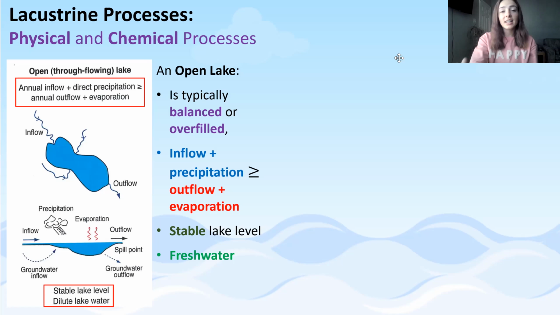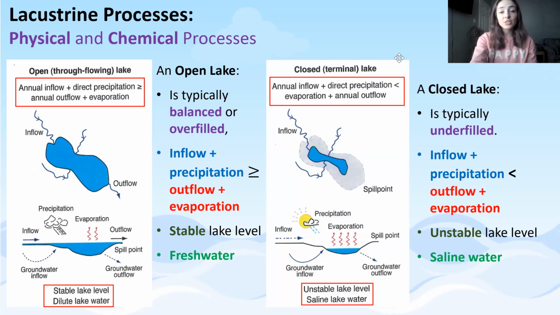And this characteristic is actually really important for determining the water chemistry of the lake and the type of life that can live there, and a lot of other characteristics of the lake. For example, for overfilled and balanced lakes, these lakes are typically freshwater lakes, and they have a stable lake level. However, when we have closed lakes, these are typically saline lakes or not freshwater.